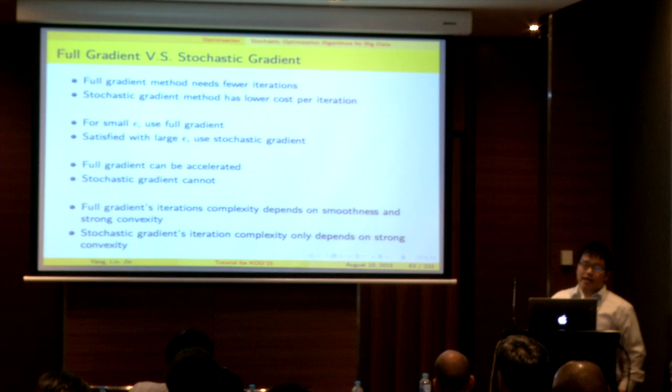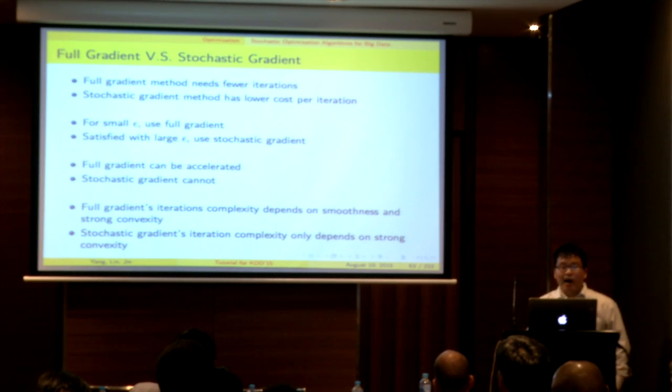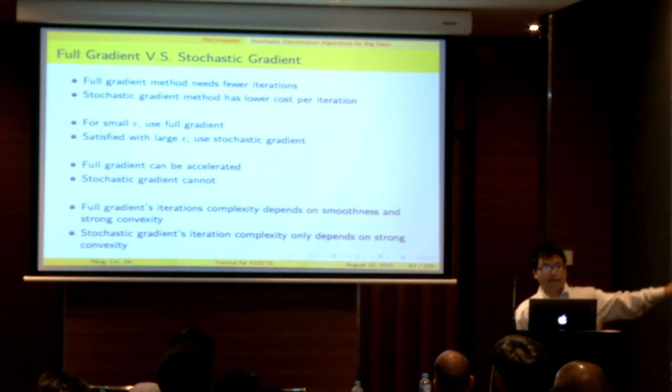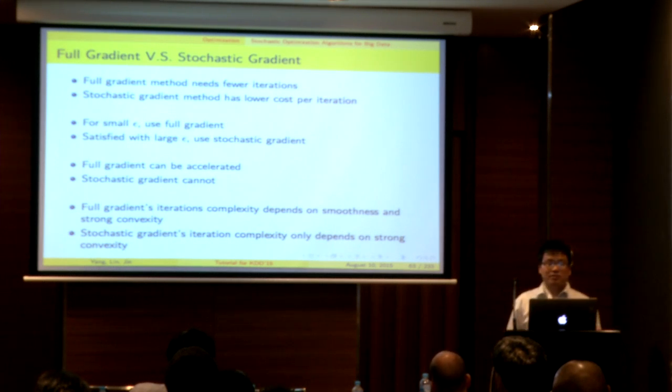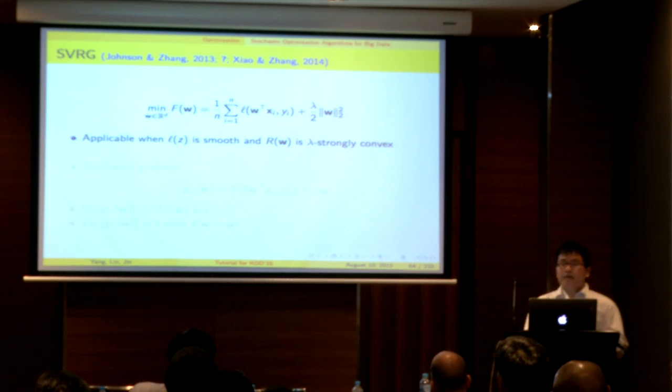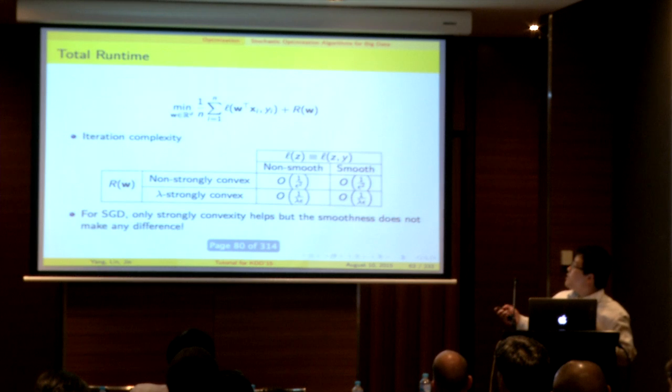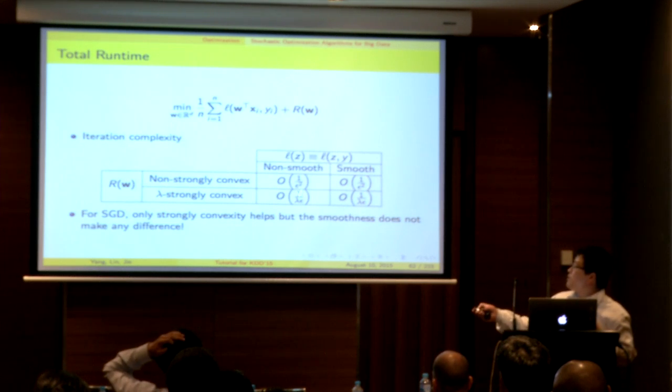And the full gradient can be accelerated, stochastic gradient cannot. And the full gradient iteration complexity depends on both smoothness and strong convexity, but stochastic gradient only cares about strong convexity, it doesn't care about smoothness. Okay, and in the previous table, we can see all the rates are sublinear. You cannot see log 1/epsilon in any cells here, right?